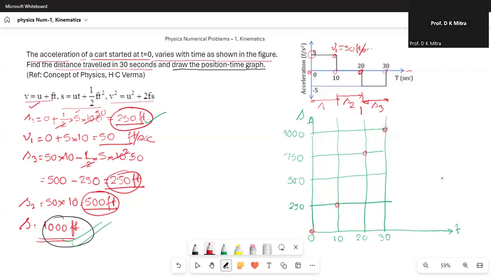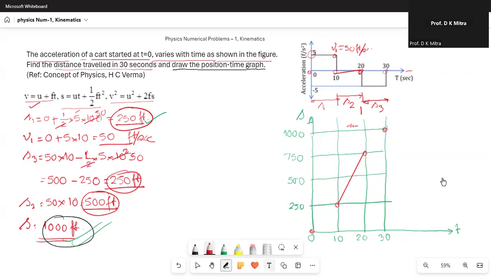Now we have to draw the curve. That is the trick. This curve will not be a straight line curve, but this part will be a straight line because this is a part where the particle moved with uniform velocity. If a particle moves with uniform velocity, then its displacement versus time curve will, of course, be a straight line.